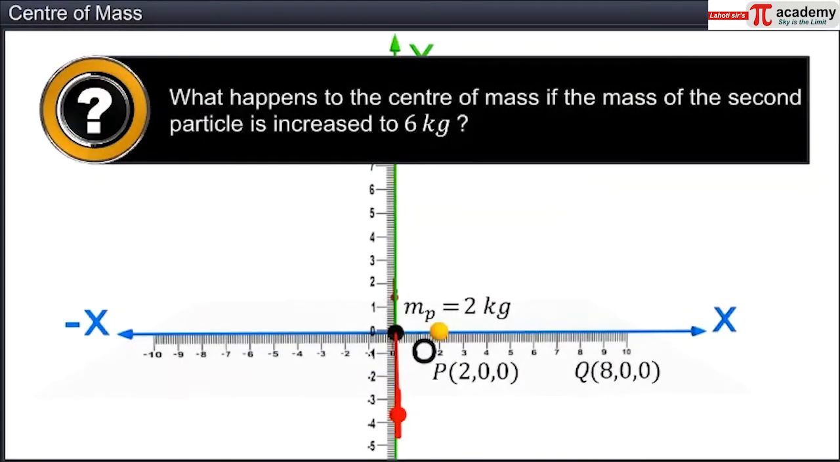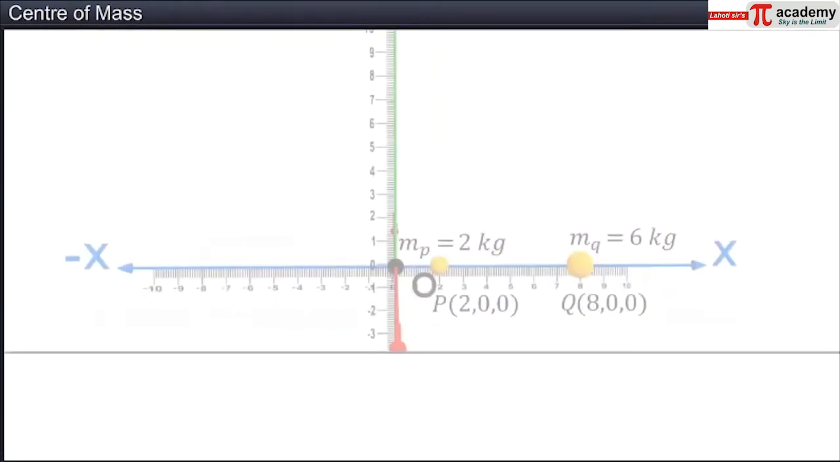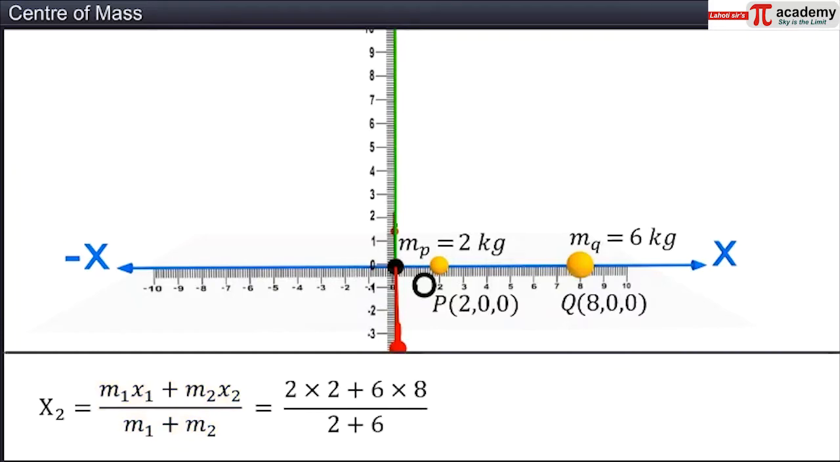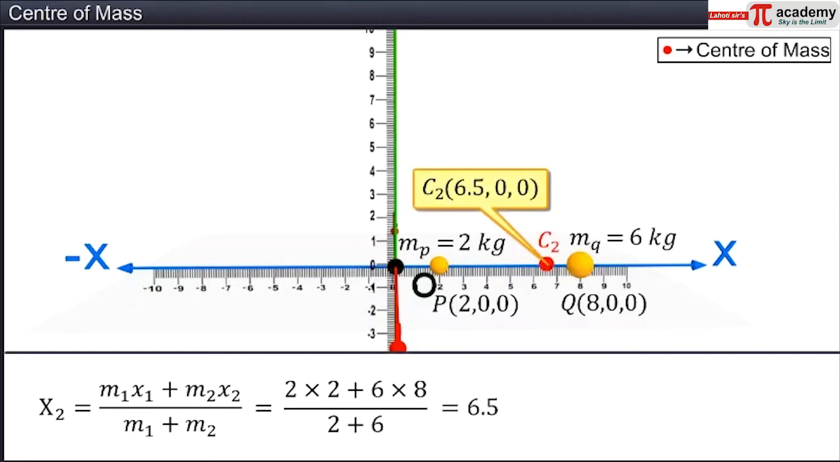What happens to the center of mass if the mass of the second particle is increased to 6 kg? x is equal to m1 x1 plus m2 x2 by m1 plus m2, which is equal to 2 into 2 plus 6 into 8 by 2 plus 6, equal to 6.5. The center of mass C2, 6.5, 0, 0, moves closer to the heavier mass.